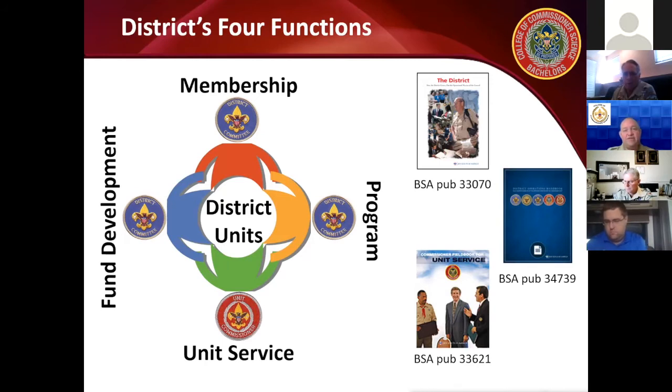As you can see, the district committee oversees the functions of membership, fund development, and program, while commissioners provide the unit service. Volunteers are the key for each of these functions. Each operating chair, or under the committees, and the team of volunteers working to complete the various district functions are often the volunteer experts in membership development, training, advancement, finance and budgets, activity planning, and event operations.